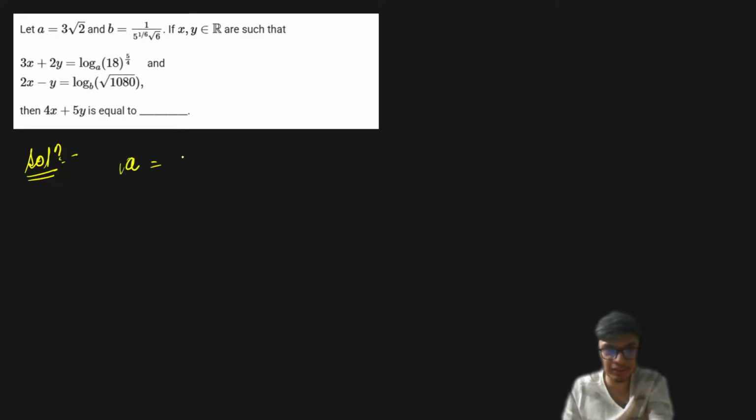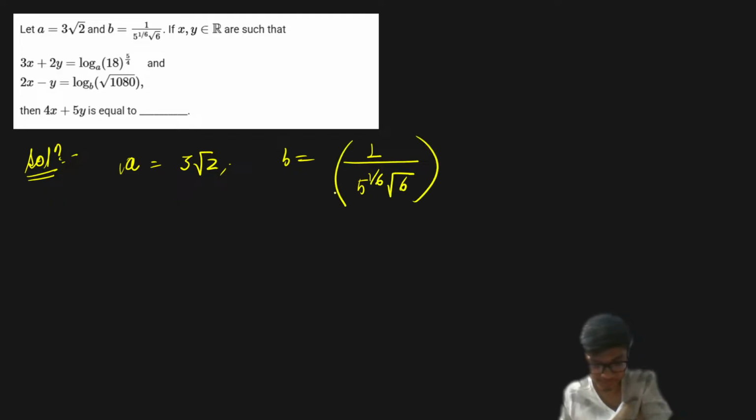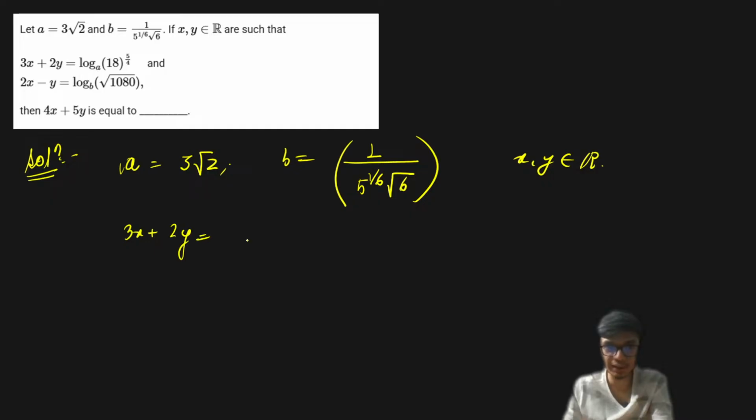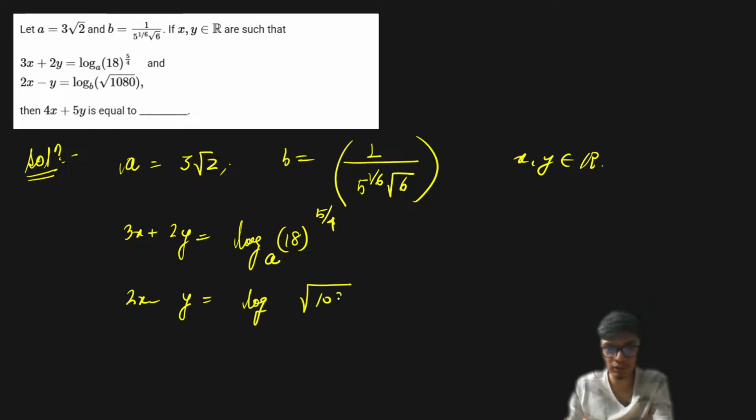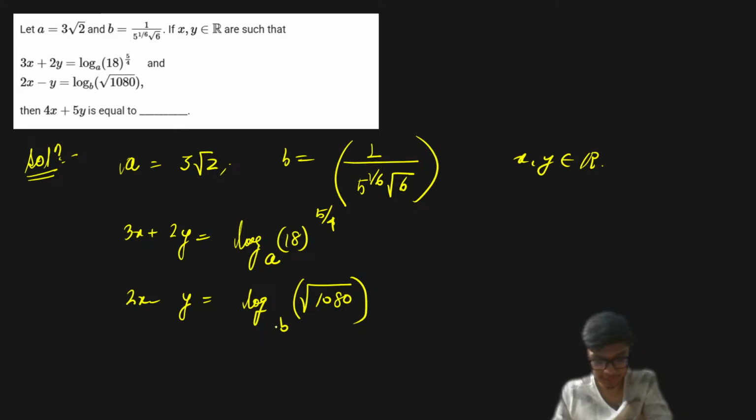So with this note, if you look at this problem, first and foremost it is said that A is equal to 3 root 2 and B is given as 1 upon 5 to the power 1 by 6 square root of 6, right? And then it is said that x and y are real numbers such that 3x plus 2y is equal to log of 18 to the power 5 by 4 base A, and 2x minus y is equal to log of square root of 1080 base B. In order to solve this question, you have to find the value of x and y in order to get the value of the expression 4x plus 5y.